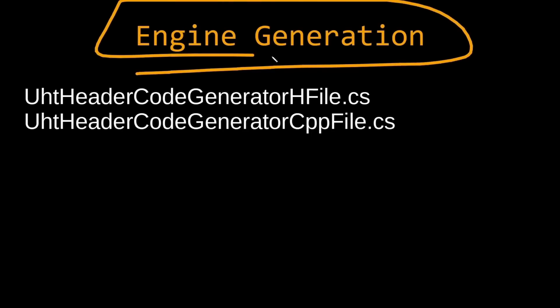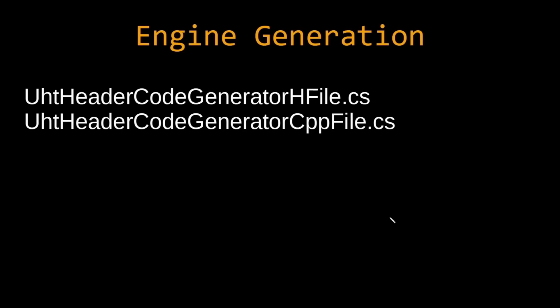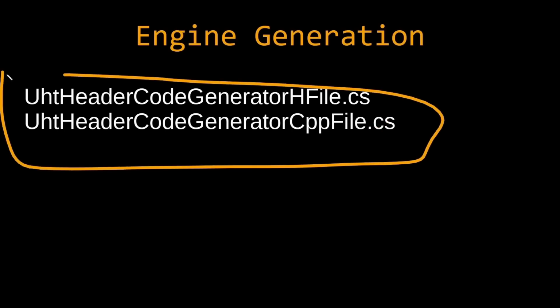So as far as generating those files, you can take a look at these two C# files. They're just in the engine. It's all publicly available from what you download from the Epic Games launcher. And so you can see how it generates those files there.